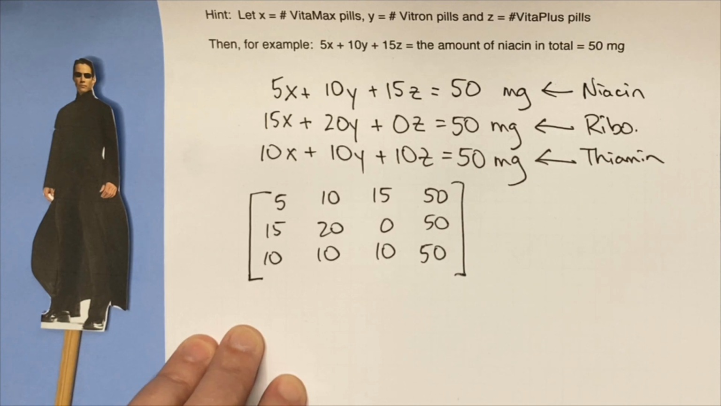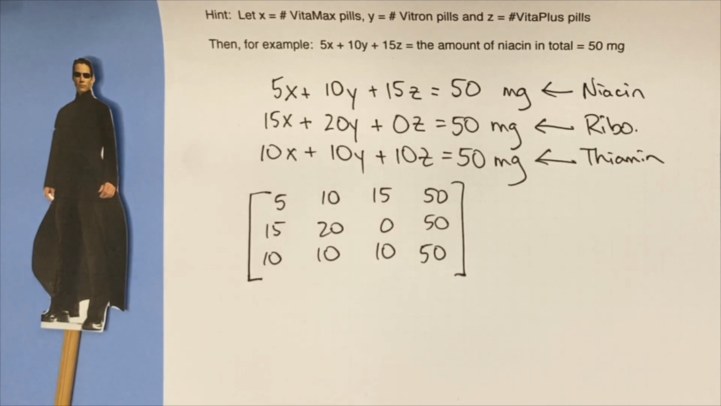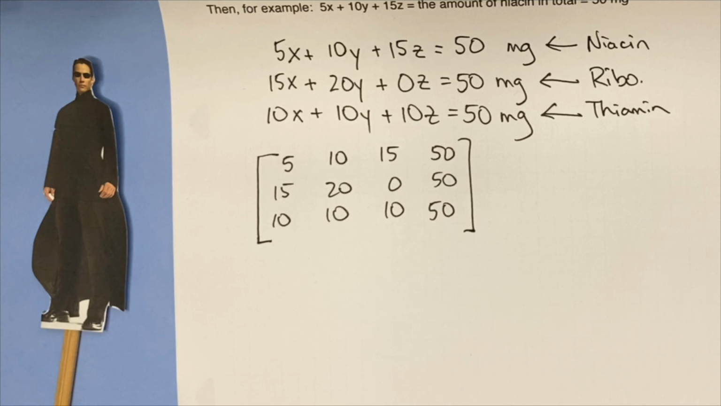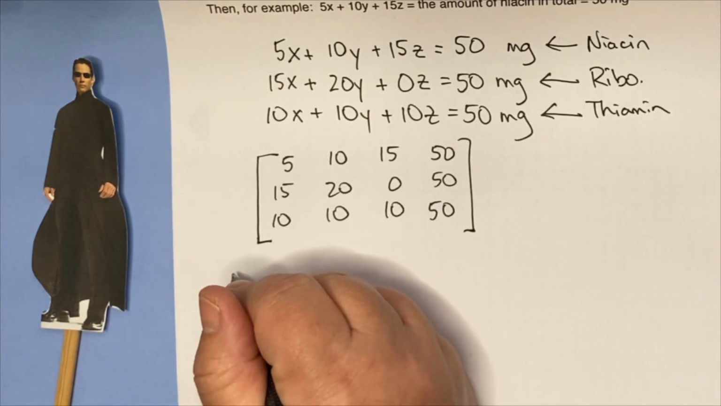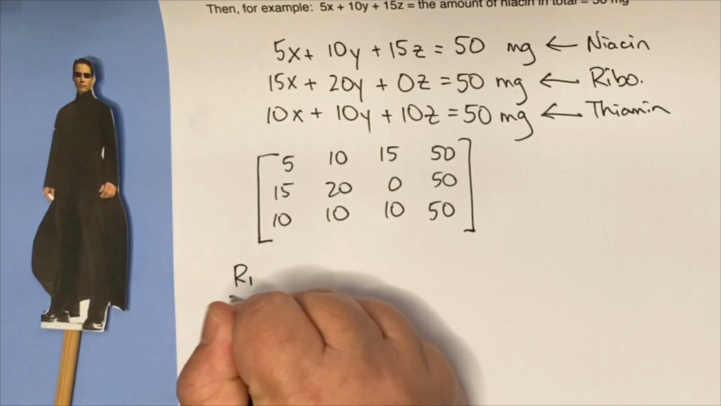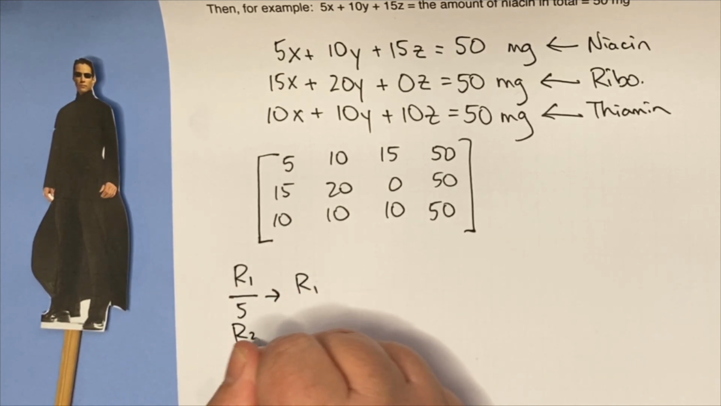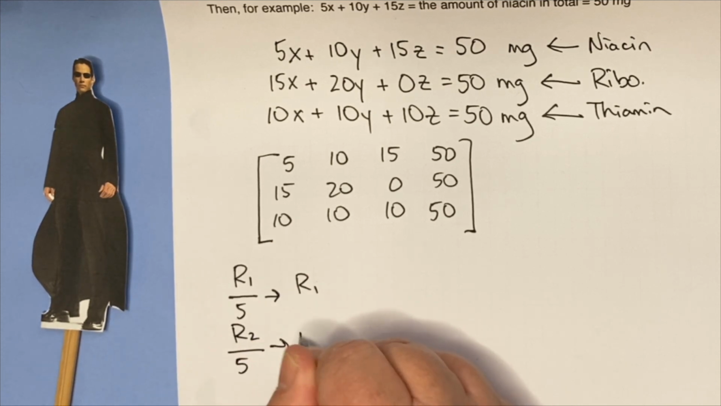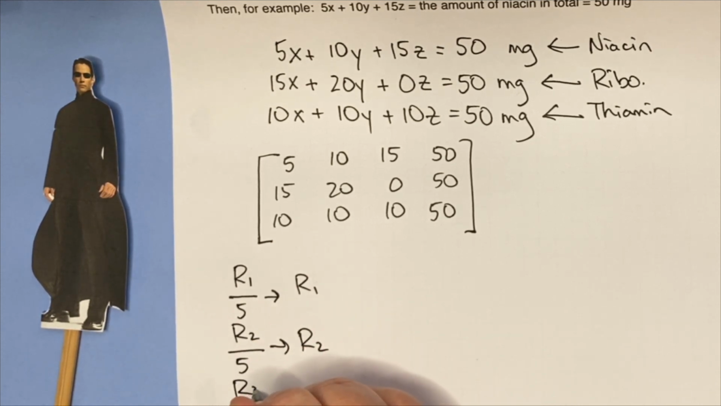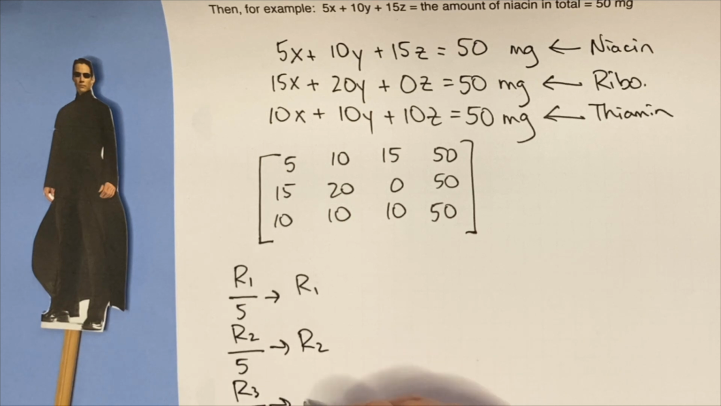And I noticed something. Every single one of the numbers is a multiple of 5. So I'm going to go ahead and divide everybody by 5 because why not? You're allowed to. So I'm going to take row 1, divide it by 5, and put that back in row 1. Row 2, divide it by 5, put that back in row 2. And row 3, divide that by 5 and put that back in row 3.